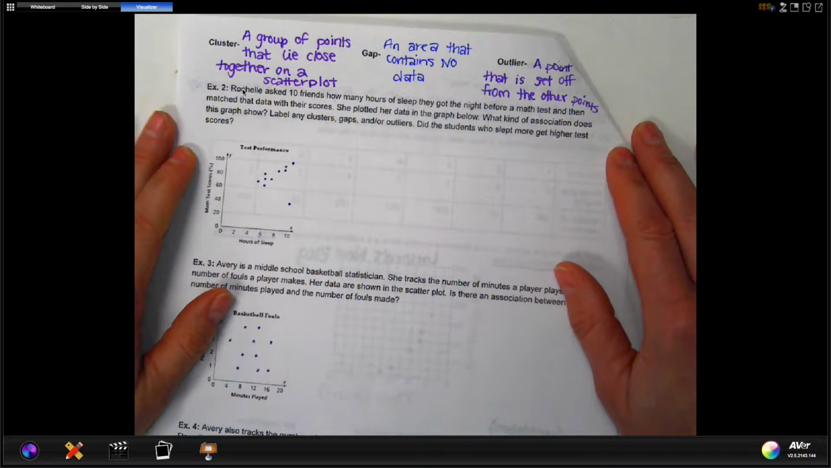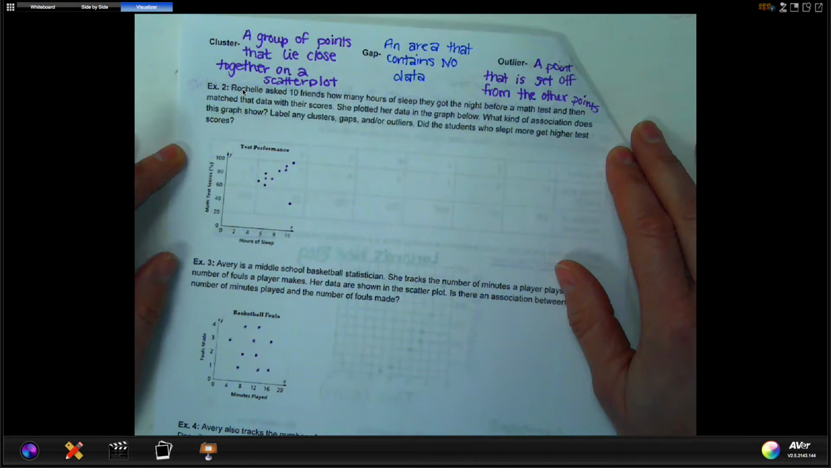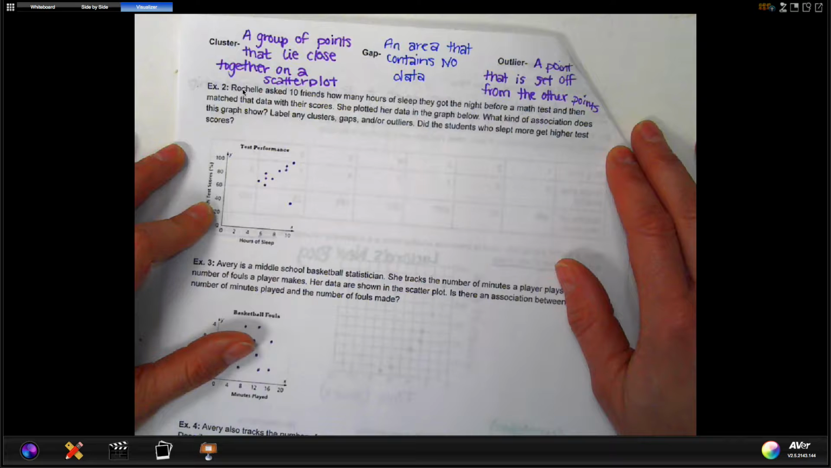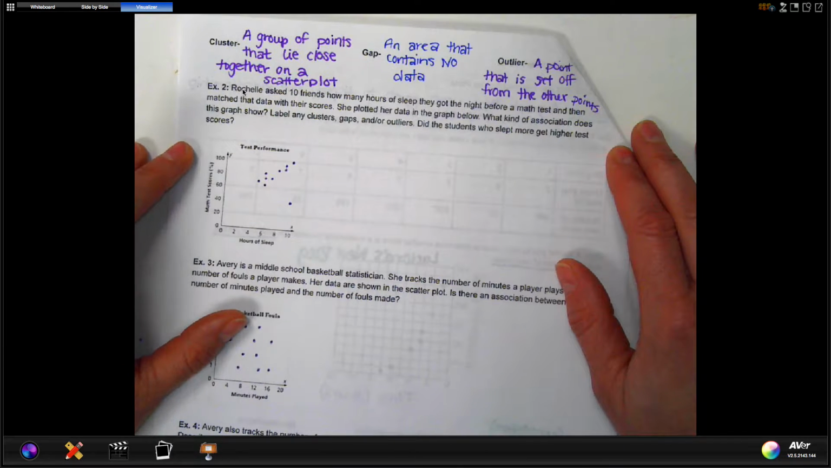Okay, so in our lesson today, we are going to go through examples 2, 3, and 4 to talk about scatter plots that are already constructed and label them and talk about them. Example 2 says, Rochelle asked 10 friends how many hours of sleep they got the night before a math test and then matched that data with their scores. She plotted her data in the graph below. What kind of association does this graph show? Label any clusters, gaps, and or outliers. Did the students who slept more get higher test scores?